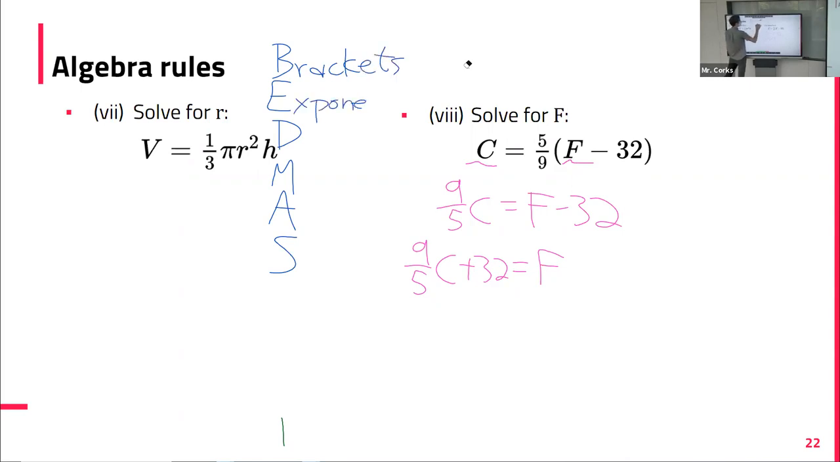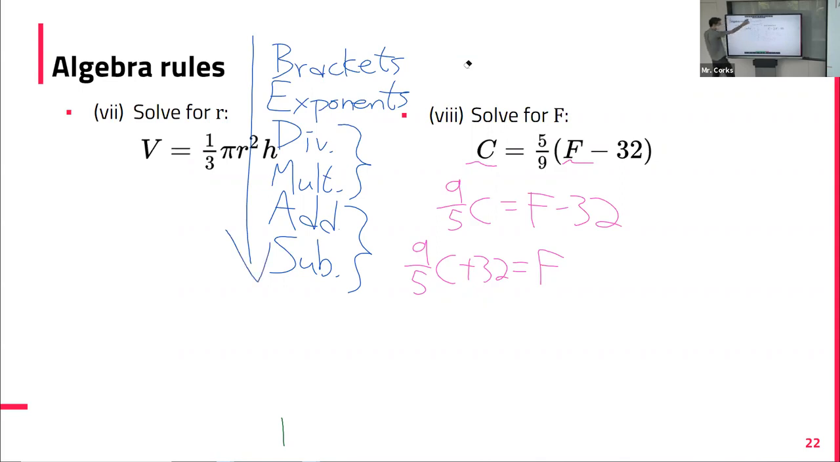BEDMAS: brackets, exponents, division and multiplication in the order that they appear, and then addition and subtraction in the order that they appear. So that's the standard way of doing this. I'm sure we all remember, but we work down. We start at the top, brackets first, and then work our way down.